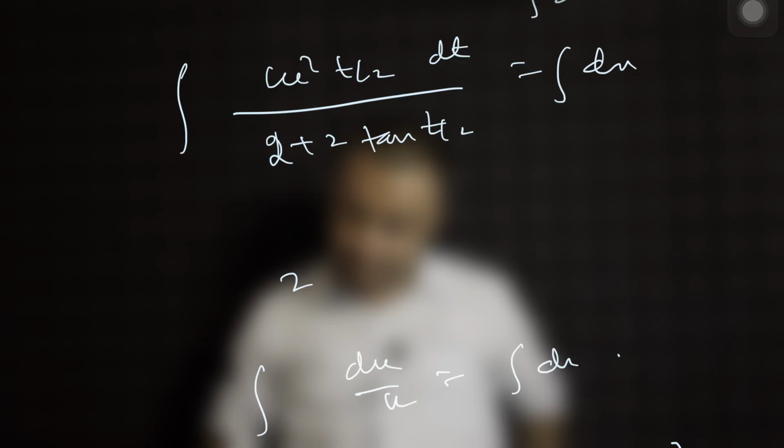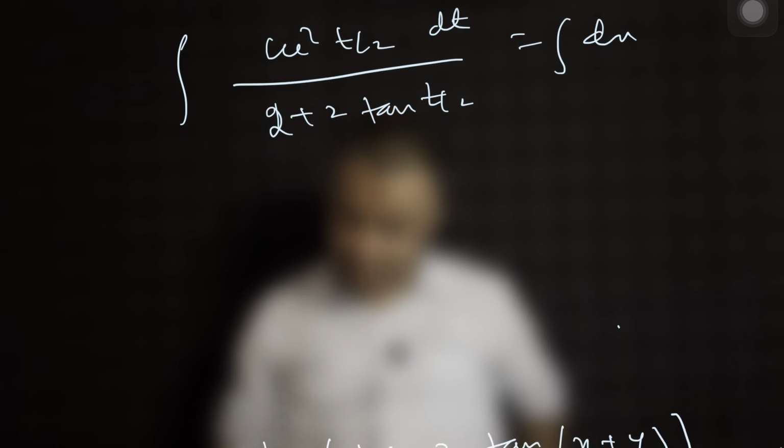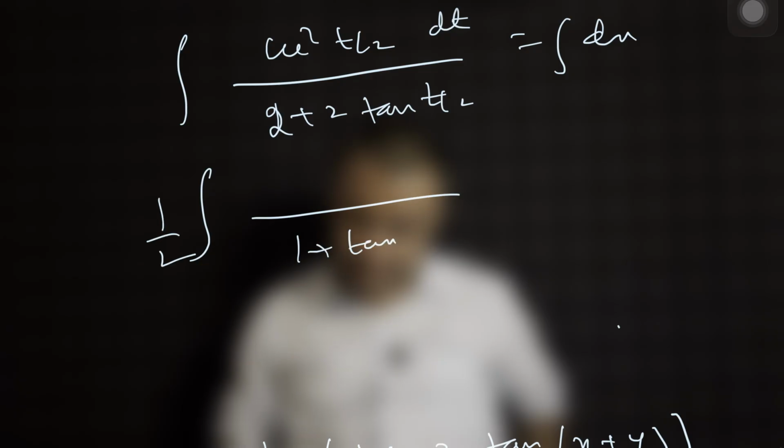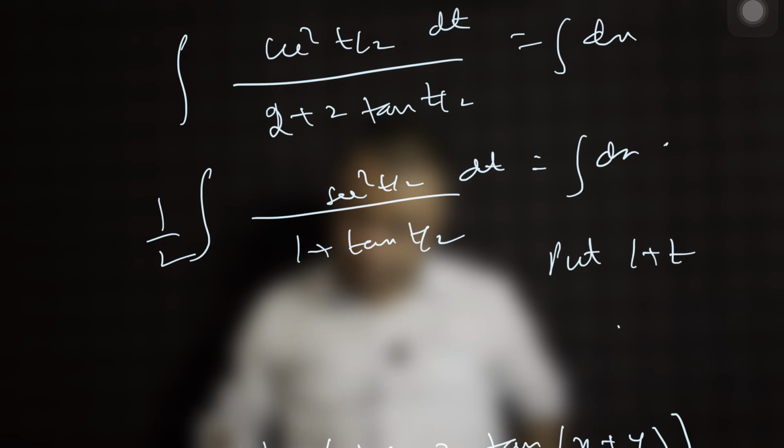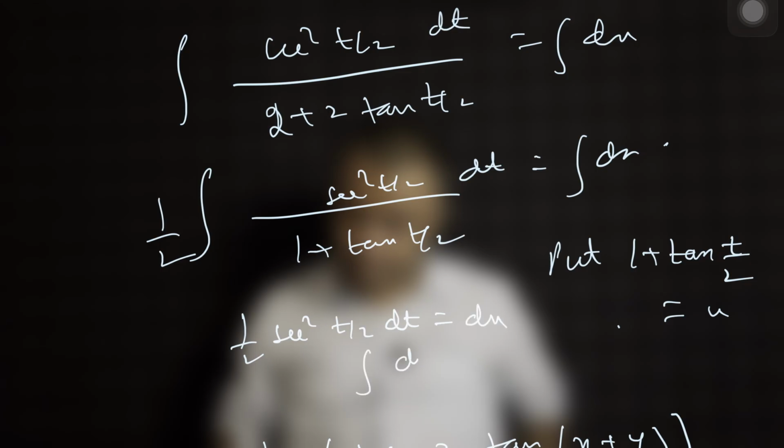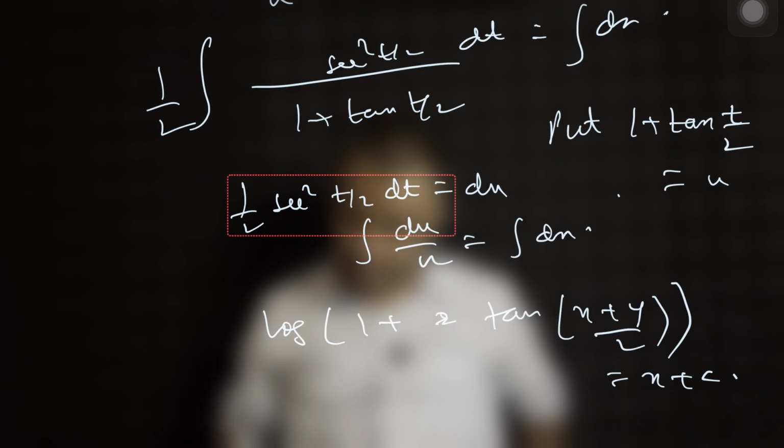So I can always find out my errors very quickly if I have an answer verification tool. Are you getting my point? So I can write this as 1 by 2, 1 plus tan t by 2 sec square t by 2 dt is equal to dx. So if I put 1 plus tan t by 2, even if you make a very silly mistake, we can very well find out that mistake. Du by u is equal to dx.